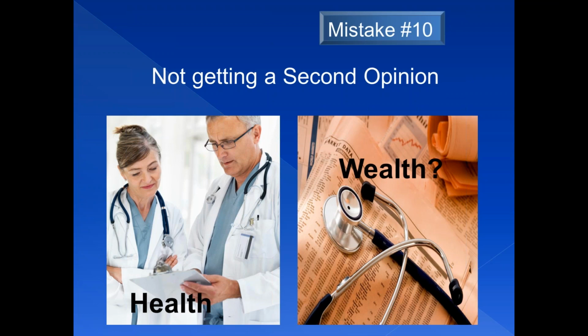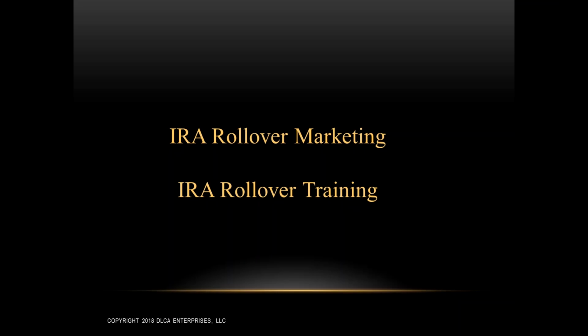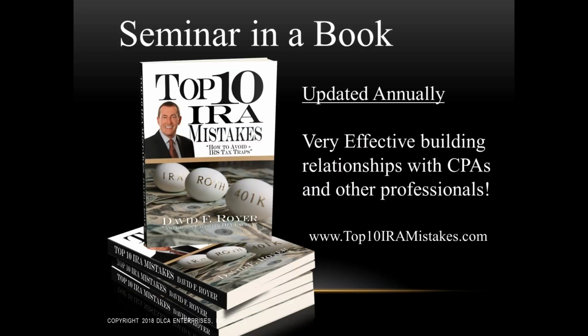So not getting a second opinion is something I hammer very hard in the book. And in this chapter, it drives them back to you, the trained IRA advisor, to give that all-important second opinion. Folks, a second opinion from a trained IRA advisor can save these families a fortune in taxes, fees, loads, and avoid all of the mistakes that most people are making with their qualified accounts. So that's what we've been talking about, is IRA rollover marketing and IRA rollover training.